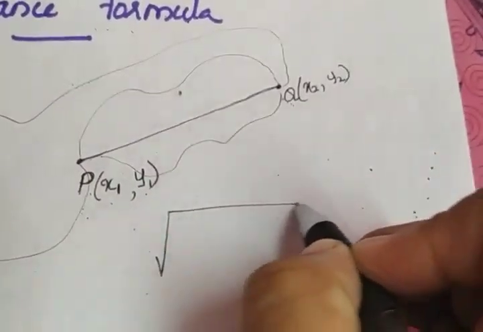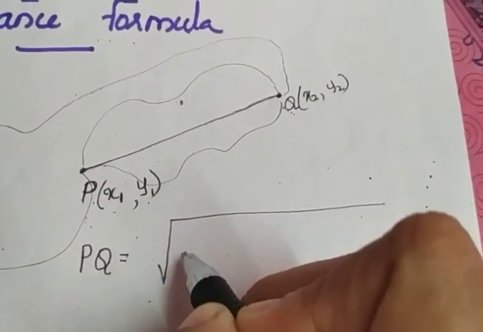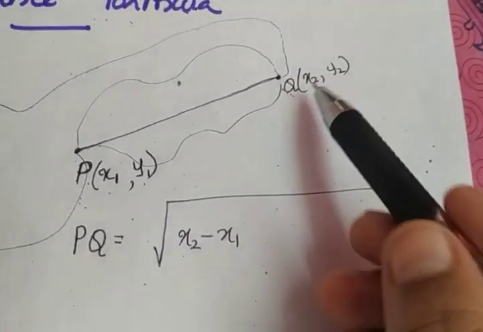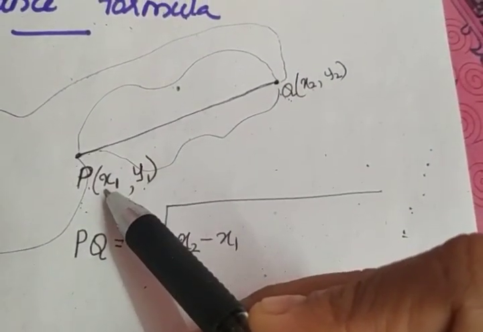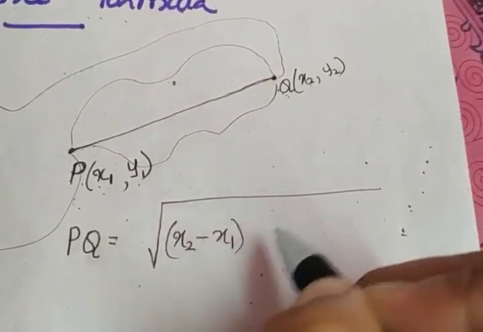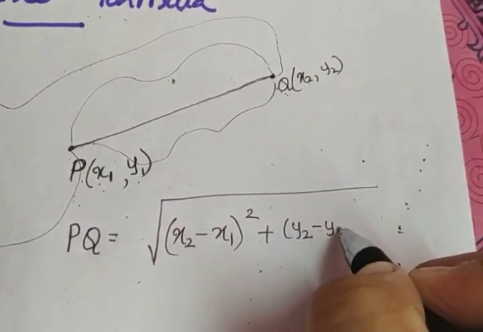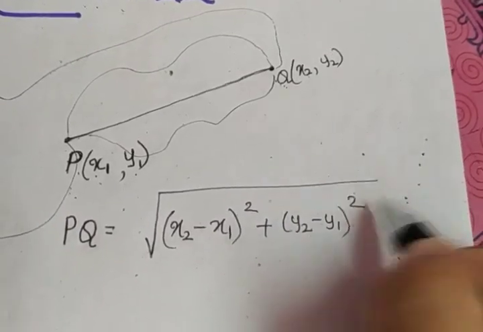And the distance between P and Q is given by a formula. The distance between P and Q is represented by PQ and is given by the formula square root of x2 minus x1. What are x2 and x1? x2 and x1 are the x coordinates of the 2 points. x2 minus x1 the whole square plus take the difference of the y coordinates, y2 minus y1 the whole square.